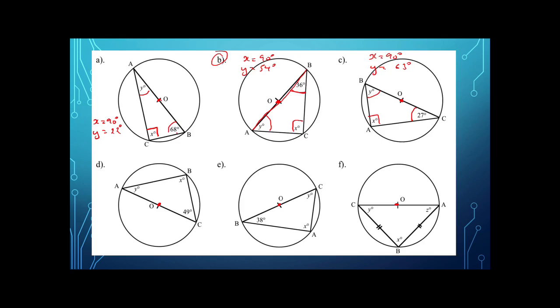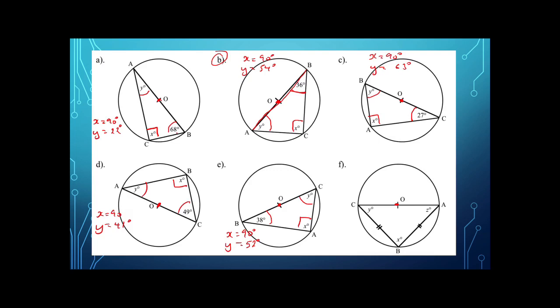Question D, again, it's a diameter because it passes through the center of the circle, therefore x is 90 degrees. Therefore, y plus 49 must add up to 90. So y must be 41 degrees. Okay, question E, again, it passes through the center of the circle. So this is a diameter. That means that x is 90 degrees. And so therefore y plus 38 must be 90 degrees. So that gives us 52 degrees.